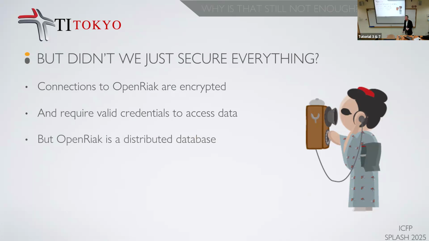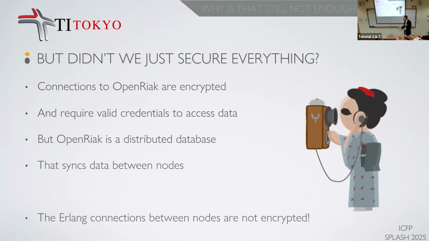But as we talked about earlier, OpenRiak is a distributed database. What do distributed databases need to do? Distribute data. Exactly. They need to sync the data between the nodes, and the Erlang connections between the nodes are not encrypted. So people can't listen on the wire for the user queries, which is sad because those are the really easy ones to get into. But if you listen to the data traffic between the nodes, you can actually work out what's going on and theoretically steal data from there. That's a whole level higher to do, but it's still doable.